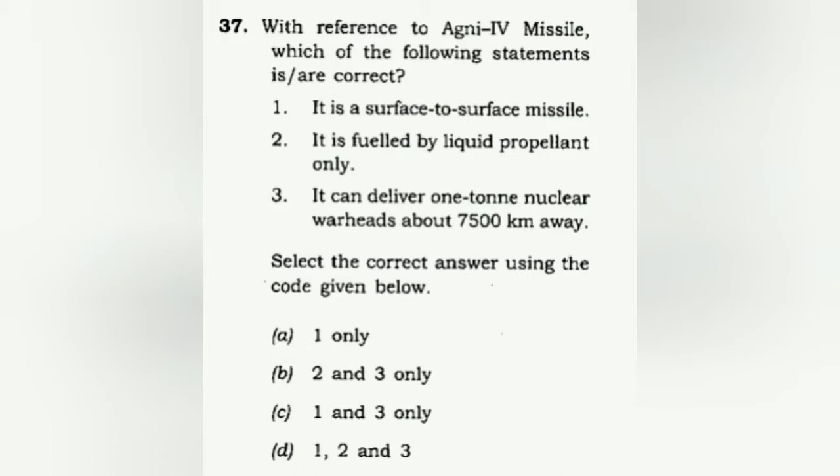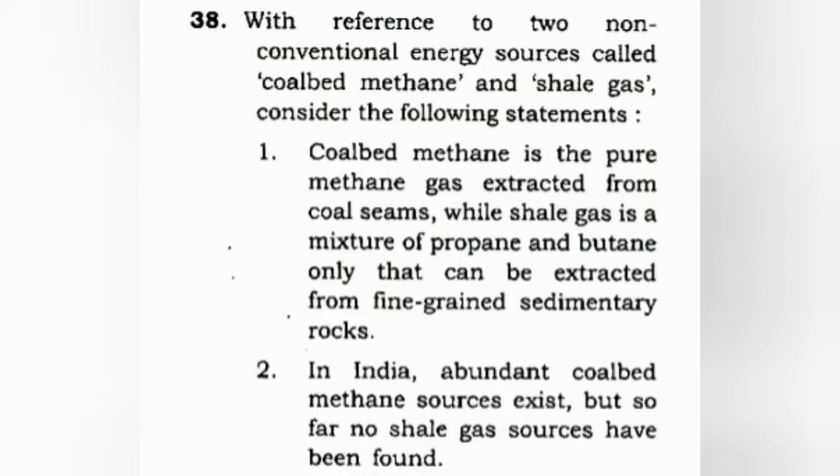Then we have another question. With reference to 2 non-conventional energy sources called coal bed methane and shale gas, consider the following statements. Coal bed methane is a pure methane gas extracted from coal seams, while shale gas is a mixture of propane, butane only that can be extracted from fine-grained sedimentary rocks. So our first option is that coal bed methane has some kind of extraction and shale gas has some kind of extraction. So we have to see whether this is correct or not.